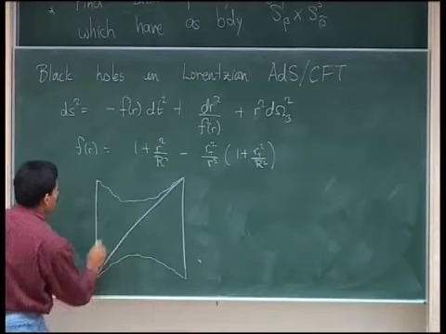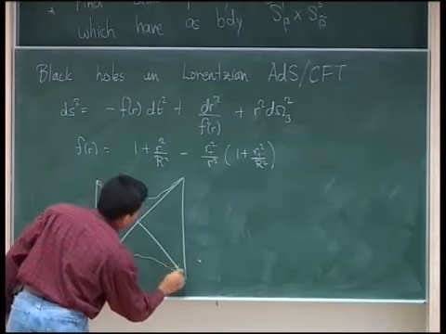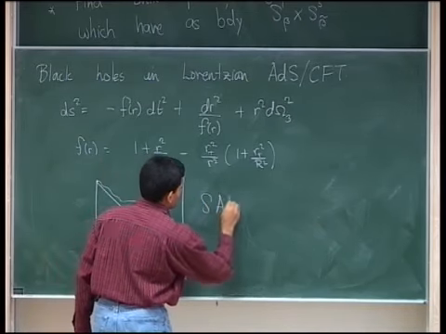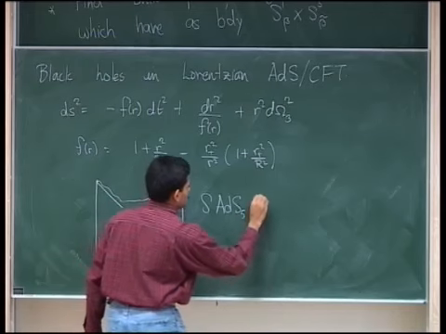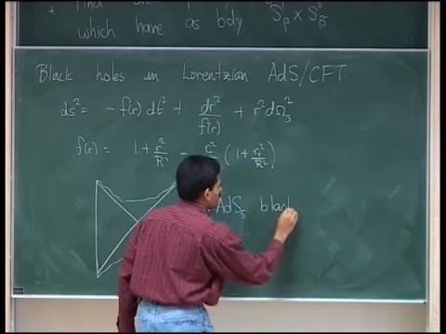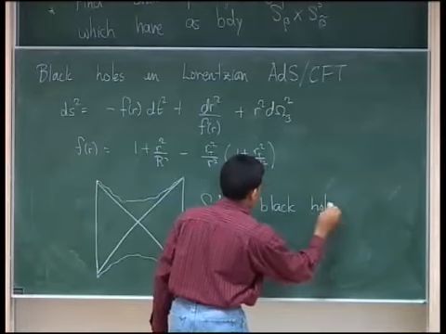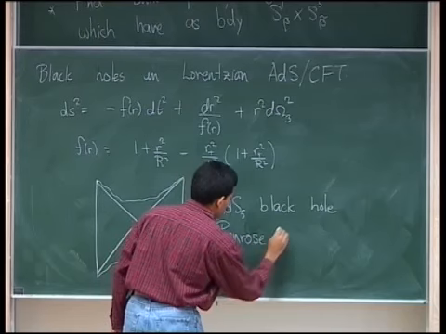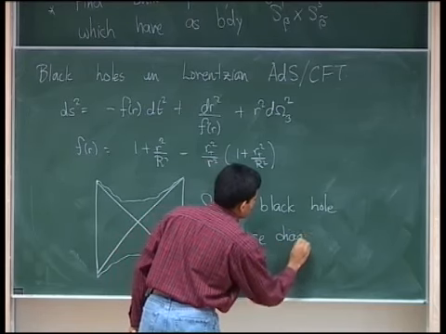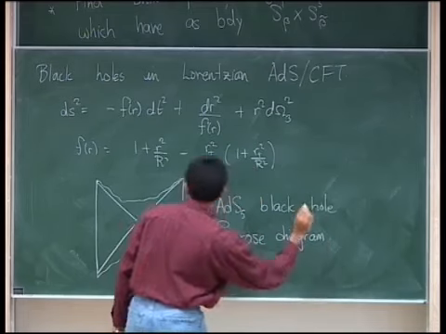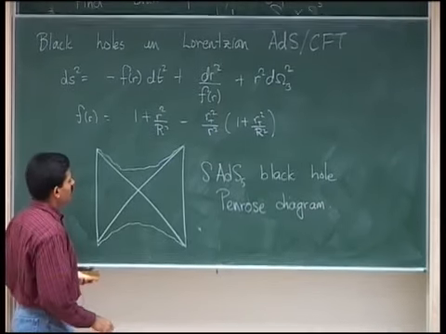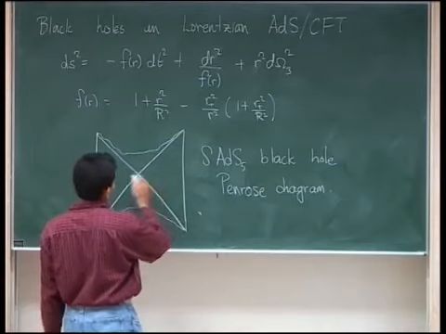And I claim that this is the Penrose diagram for a Schwarzschild AdS5 black hole. And I've intentionally drawn the singularity with this curvature, which is going to play a role in what I have to say later. So what do I have?